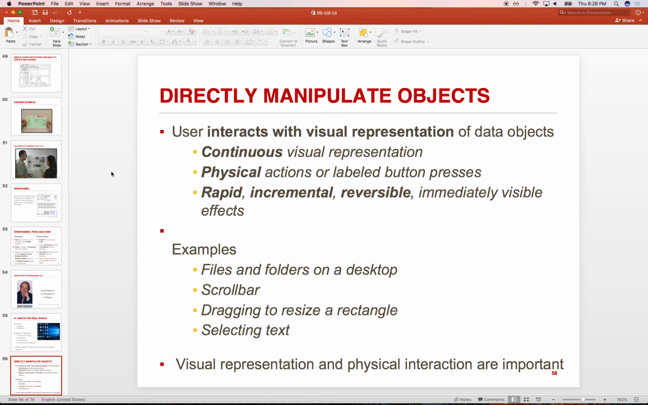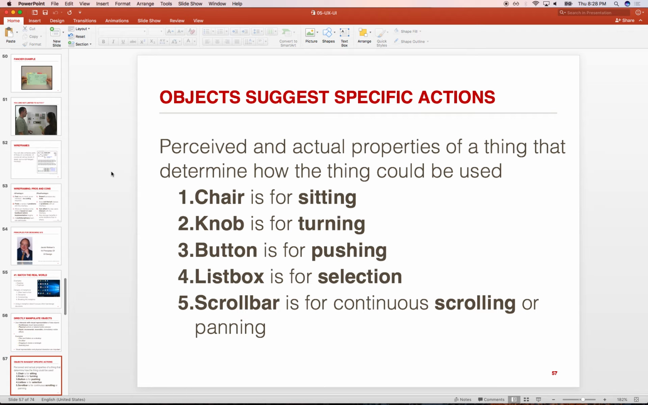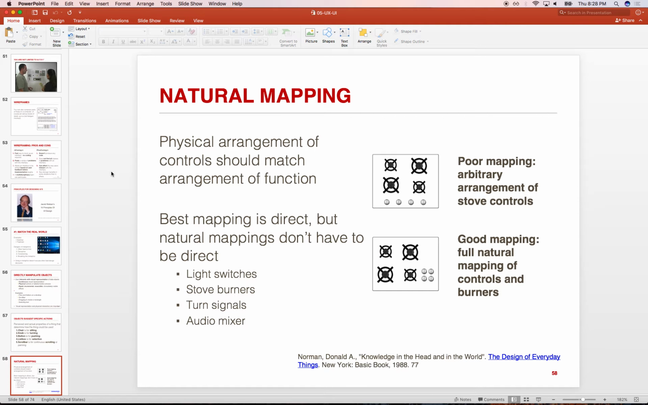Physical representations like files, folders, and scroll bars to scroll through very long things. Again, we're trying to bring in affordances that we can map to the real world: chairs are for sitting, knobs are for turning, buttons for pushing. These analogies are still valid, but slowly they will lose their interest.